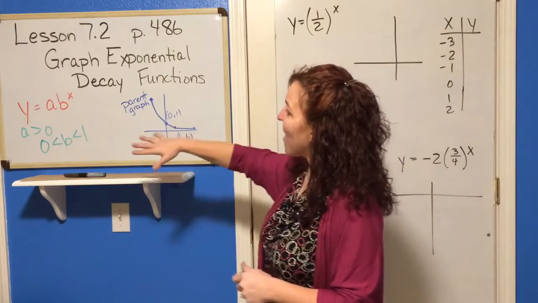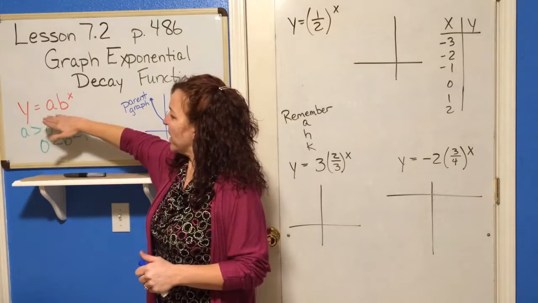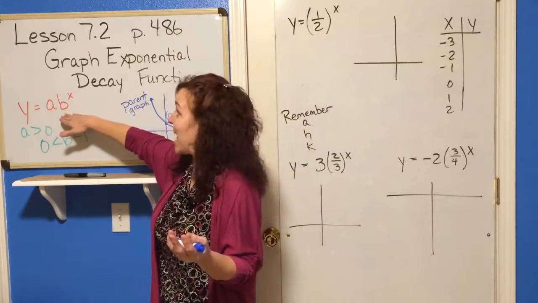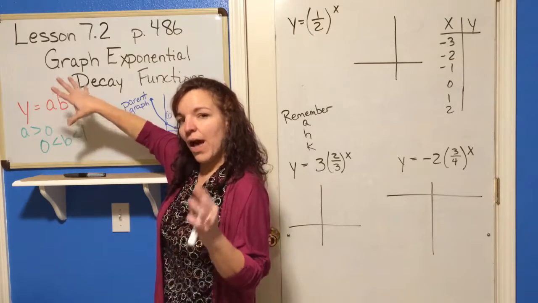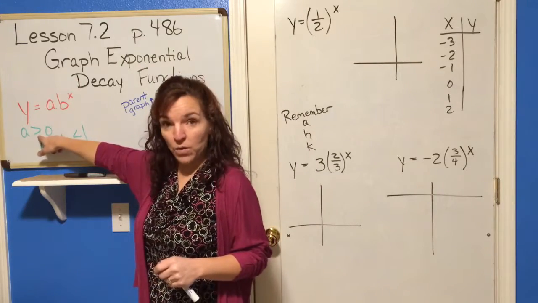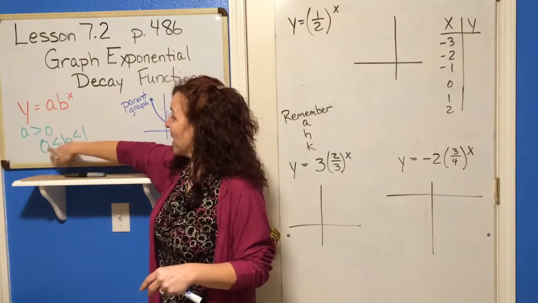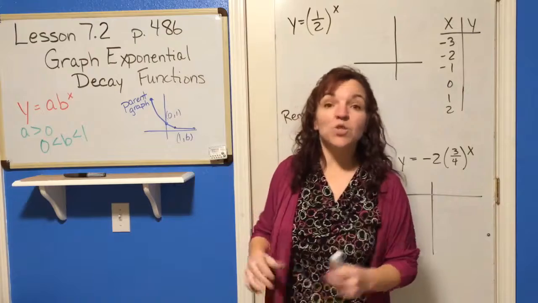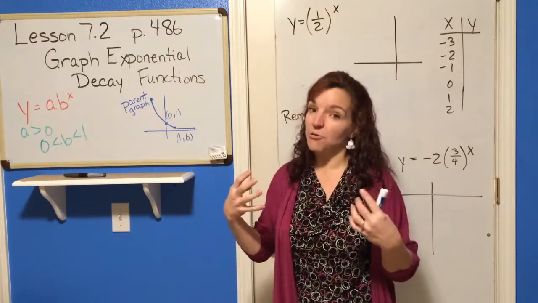And now in this case, the model, the function looks exactly the same. Y equals a times b to the x power. However, the difference is this. The a still needs to be greater than 0, so we still have to stay above the x-axis. But b is between 0 and 1. So in other words, b is going to be a positive fraction.